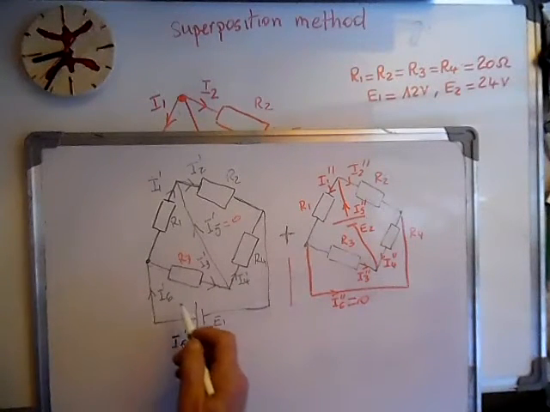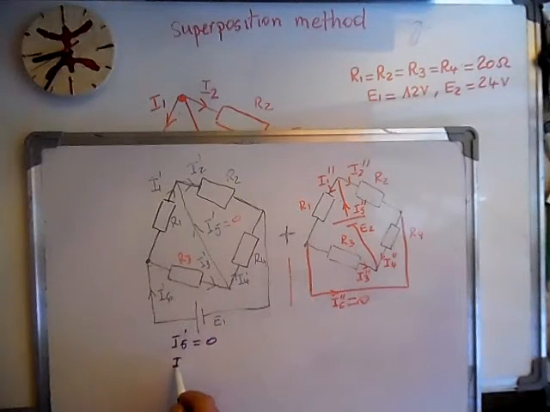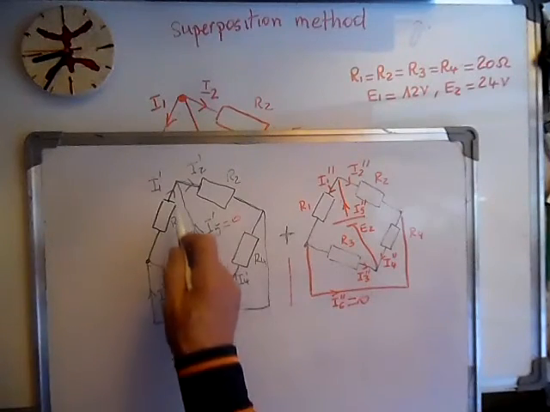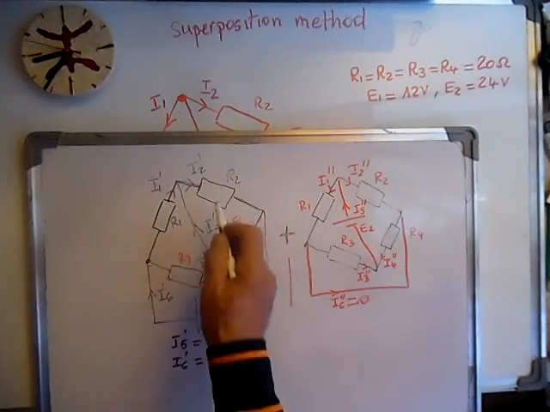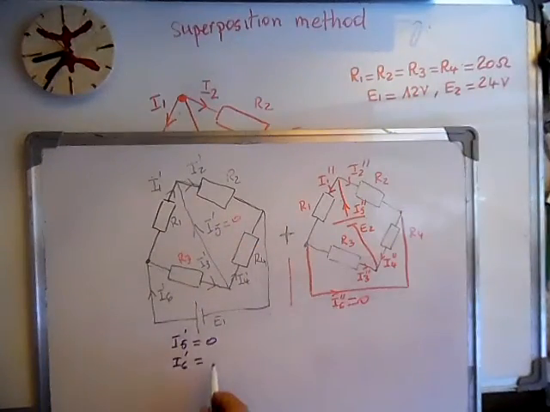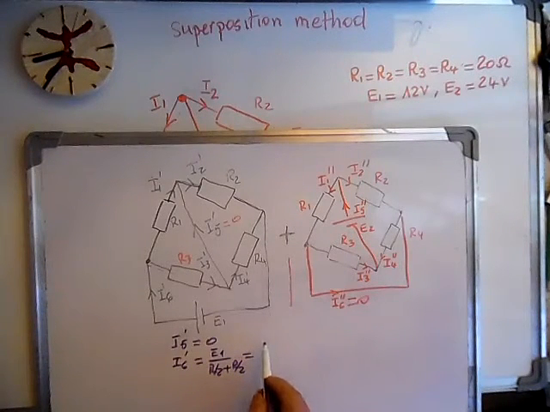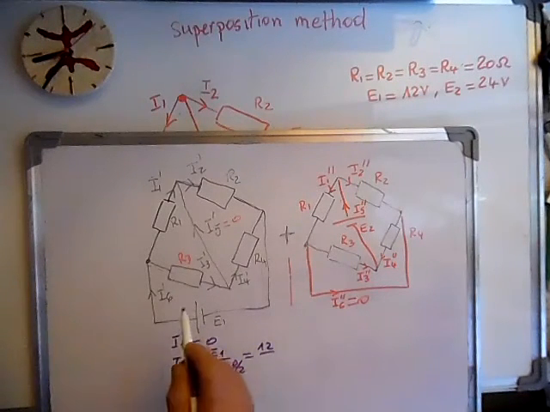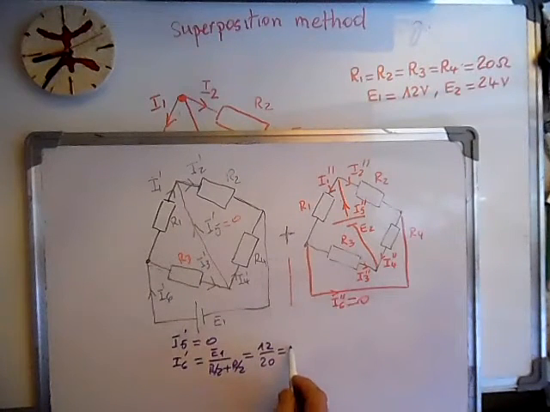What can we calculate now? We can calculate the current I6 prime, which has two resistances in parallel in series with two resistances in parallel. R over 2, where the resistance R is 20, so we have E1 over R over 2 in series with R over 2. So the result is 12 over 20, and this is 0.6 amps. Okay.